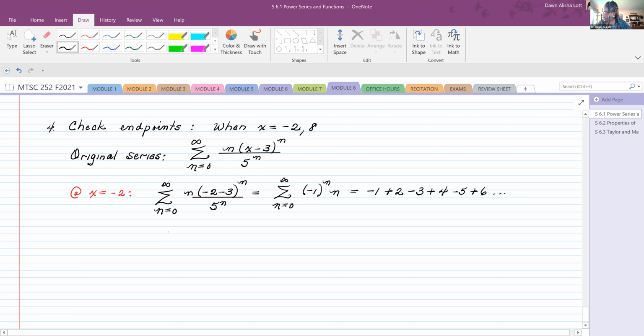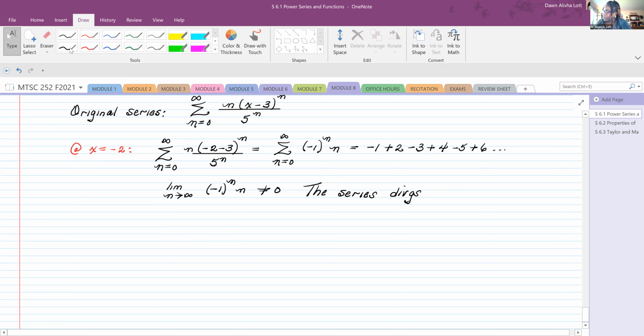So for this one, I can just look at the limit as n goes to infinity of the nth term, which is (-1) to the n times n. Just looking at the nth term, that's a_n, and I know right away that it is not 0. So therefore the series diverges. That's just by using the nth term test of divergence.